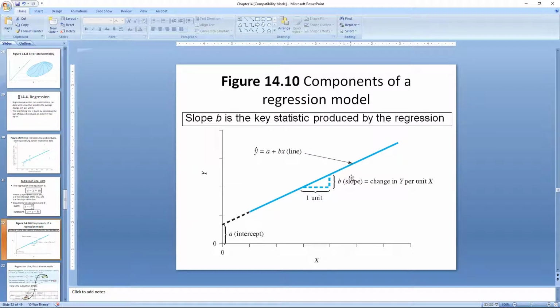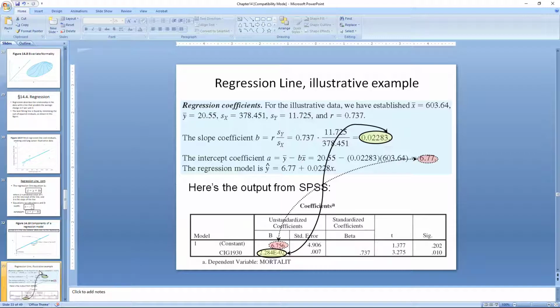So a little bit more illustrated example where b is the slope and change in y per unit of x, where x is 1 unit found on the x-axis, and a is the intercept, at what point it crosses over, where we have our predicted value of y equaling a plus bx for our line. So this is how we calculate our regression. Once again, you can put this in SPSS and get it to pop out.